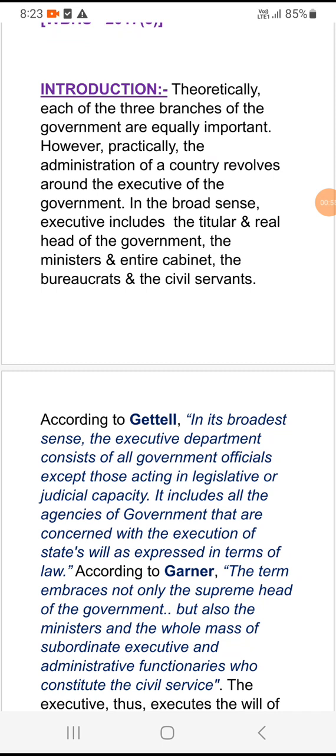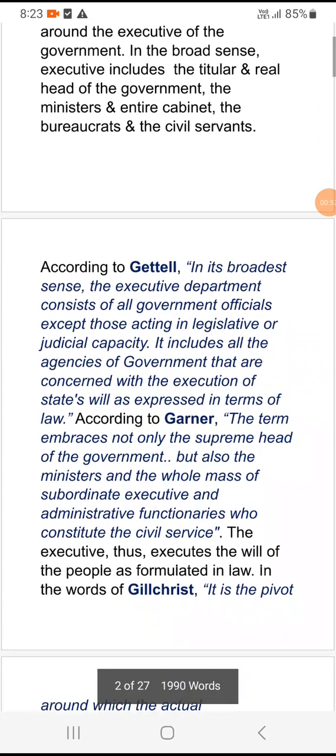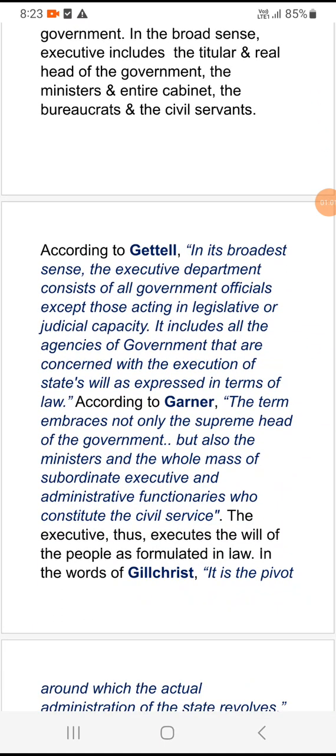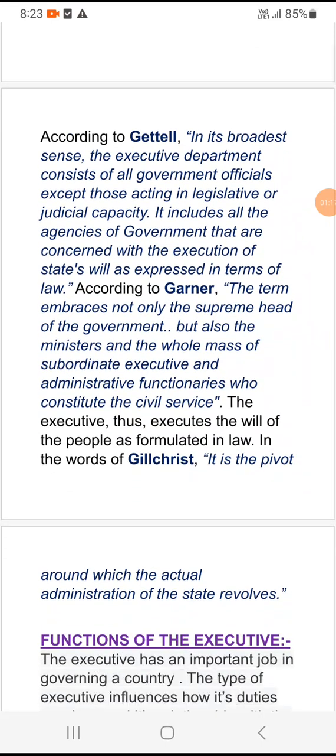According to Gettel, in the broadest sense, the executive department consists of all government officials except those acting in the legislative or judicial capacity. It includes all the agencies of the government that are concerned with the execution of the state's will as expressed in terms of law. According to Garner, the term embraces not only the supreme head of the government but also the ministers and the whole mass of subordinate executive and administrative functionaries who constitute the civil service.